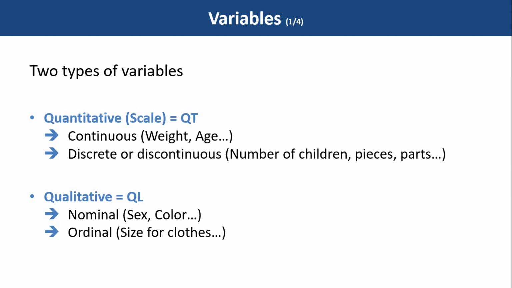The second category is the qualitative variables, which include two types: nominal, like sex, color; ordinal, like size for clothes. So, every nominal variable that respects an order is classified as ordinal.